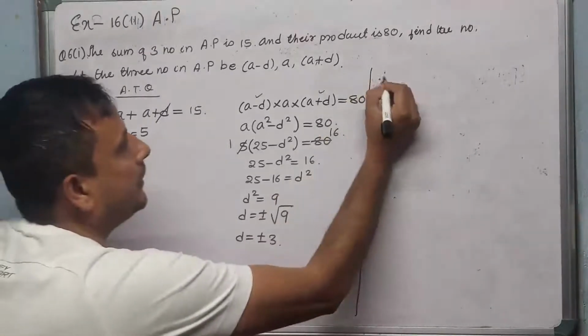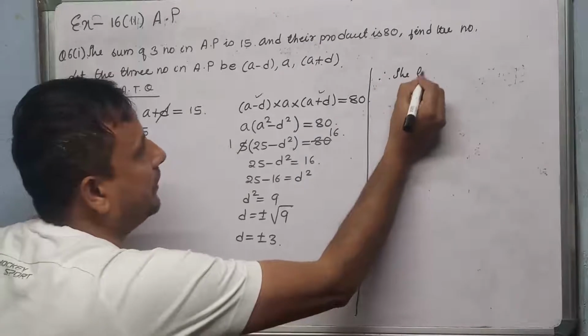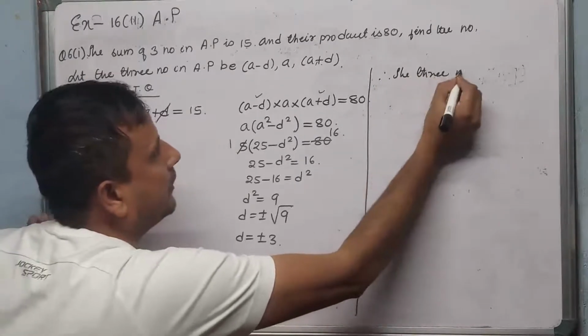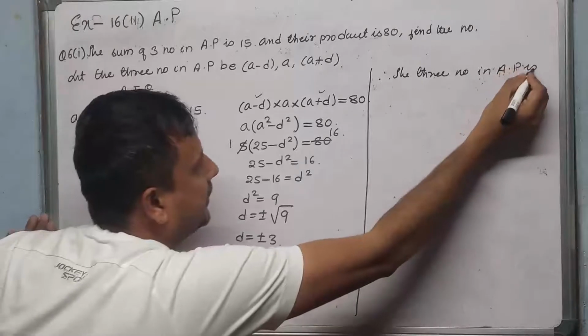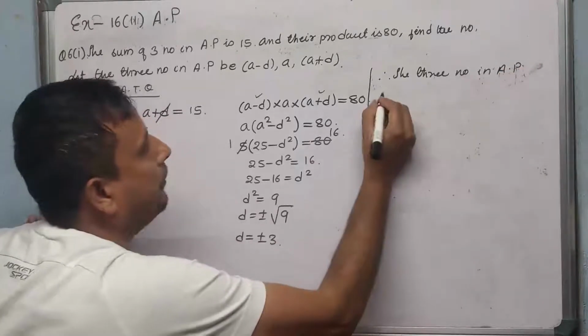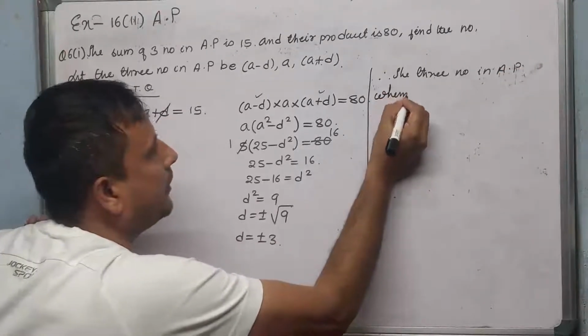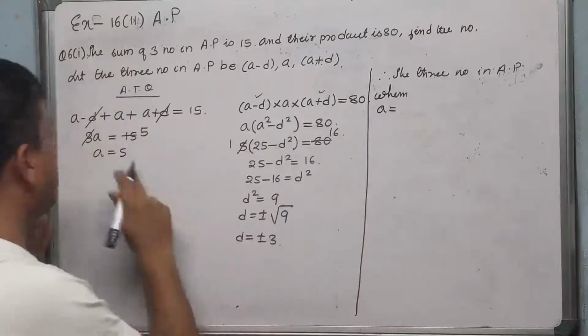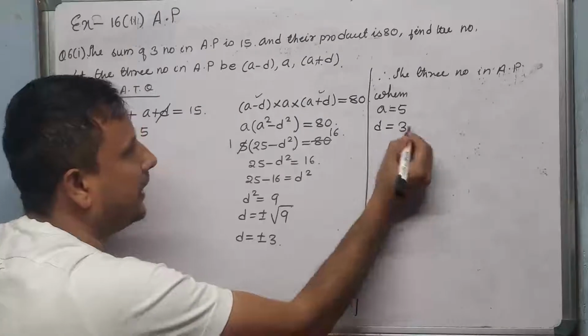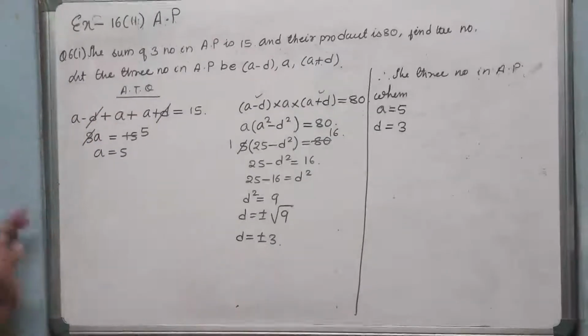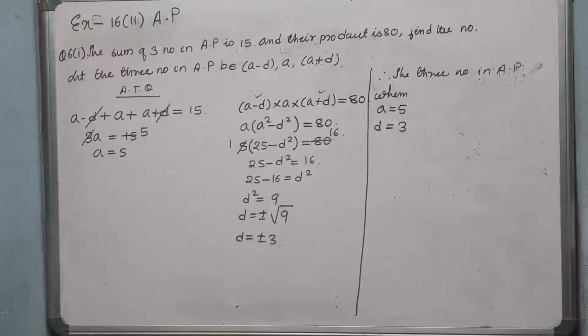Therefore, the 3 numbers in AP when a is equal to 5 and d is equal to 3. I'll consider the positive value first. When a is 5 and d is 3, then what will be the numbers?